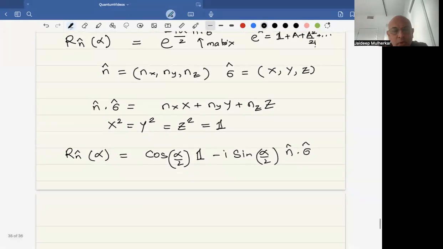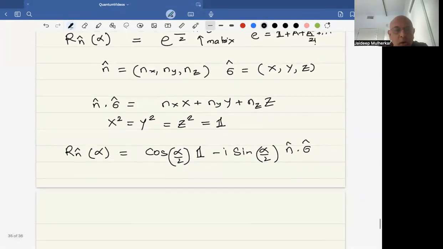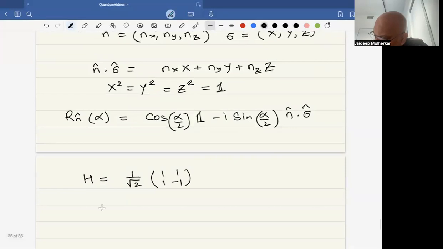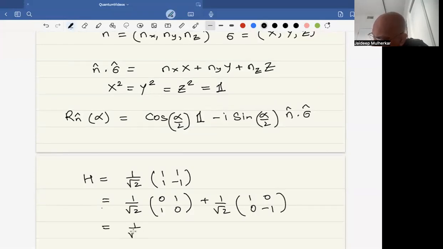Right. So let's take an example of the Hadamard gate. If I have the Hadamard gate, how do I represent it by a rotation about the Bloch sphere? So I know that the Hadamard gate is this unitary 1, 1, 1, minus 1, correct? So I can decompose this. I can write this as 1 over square root of 2 times 0, 1, 1, 0 plus 1 over square root of 2 times 1, 0, 0, minus 1. So it is 1 over square root of 2 X plus 1 over square root of 2 Z.